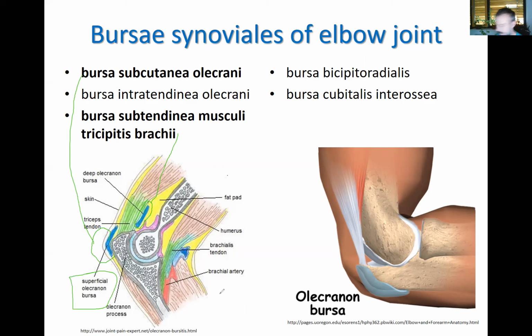bursa musculi bicipitoradialis here, between the tendon of biceps and the extensors, which are situated on the radial side. So these are the bursae. These two dorsal are the most important. This is again the student bursa or the subcutaneous olecranon bursa.